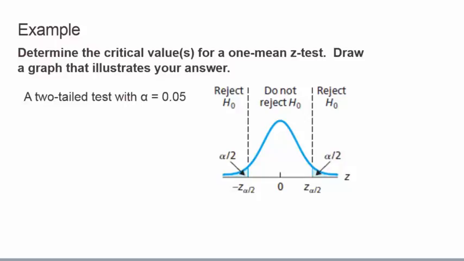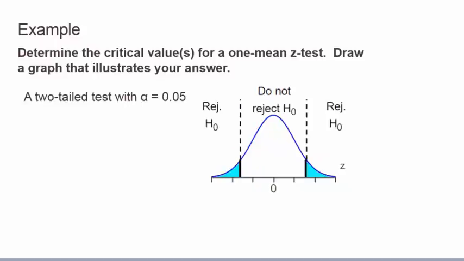To begin, let's change this drawing to reflect our example. My shaded area is half of alpha. 0.05 divided by 2 gives me 0.025 on the left and on the right, which means I have 0.95 in the middle. I have z sub 0.025. Going to my calculator.